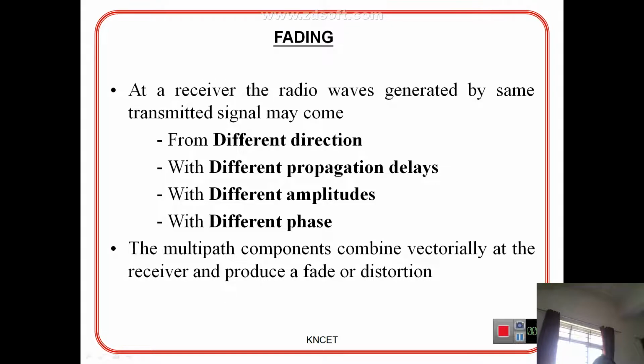Next, fading. The received radio waves generated by the same transmitted signal may come from different directions, with different propagation delays, different amplitudes and different phases. Because I am the transmitter and you are the receiver, I send one signal from my place to your place. At your place, we get it from different directions, with different propagation delays, amplitudes and phases. The multipath components combine vectorially at the receiver and produce fading and distortion.